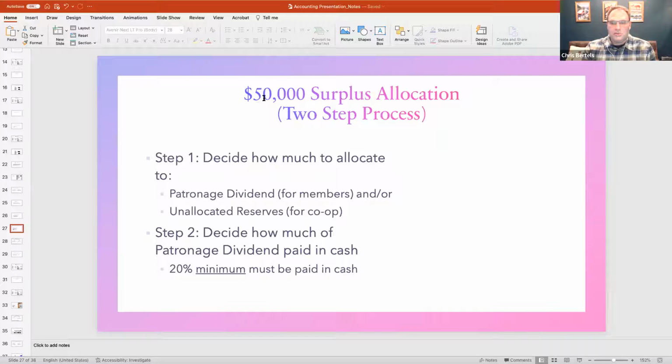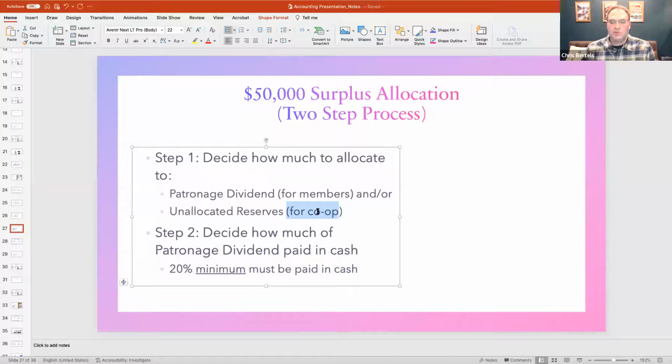Okay, so the splitting of that 50,000 between the members and the co-op involves really two steps. The first step is to decide how much you're going to allocate as a patronage dividend. Sometimes you'll hear the term patronage dividend distributed to the members. It's all talking about the same thing, just a different name. And then how much is going to be retained by the co-op. So that's the first question: how are you going to split the surplus between the members and the co-op?